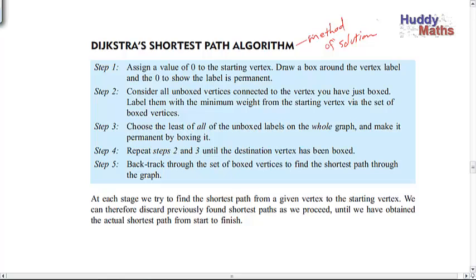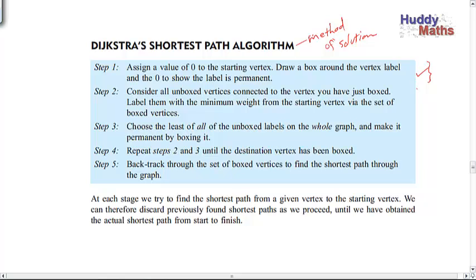So we're going to go through this. You assign a value of 0 to the starting vertex or node. Draw a box around the vertex label and the 0 to show that the label is permanent. Because what we're going to do here is we're going to develop different numbers, different ways of getting to vertices, and then we're going to choose the shortest one later on. So you only box the one that's complete and found to be the shortest to that point, if you like.